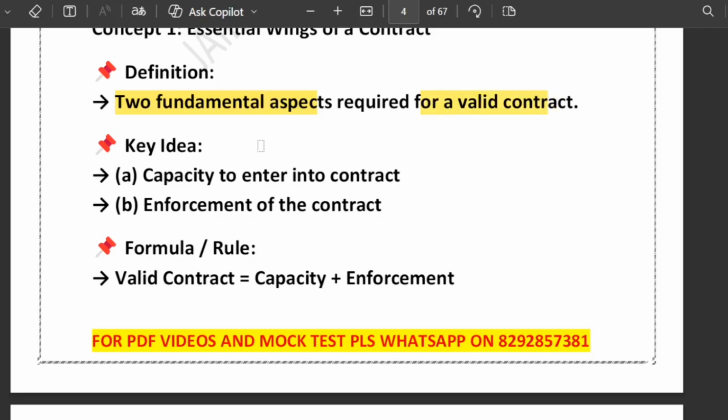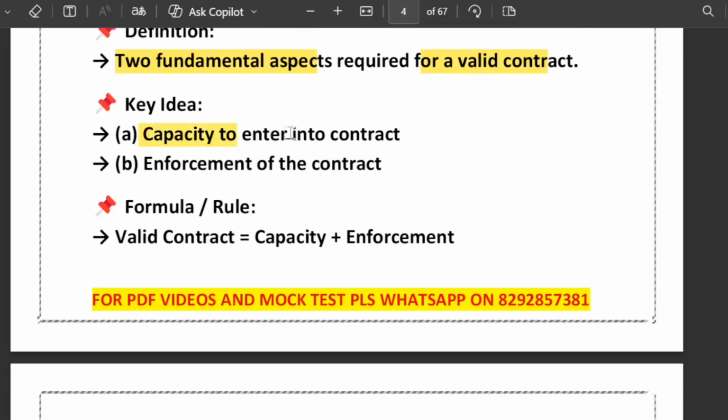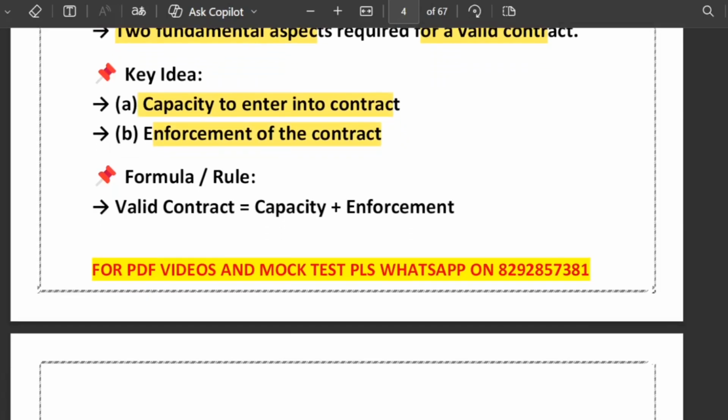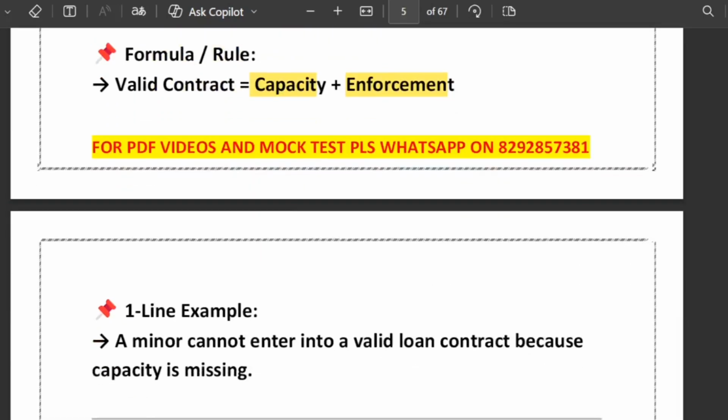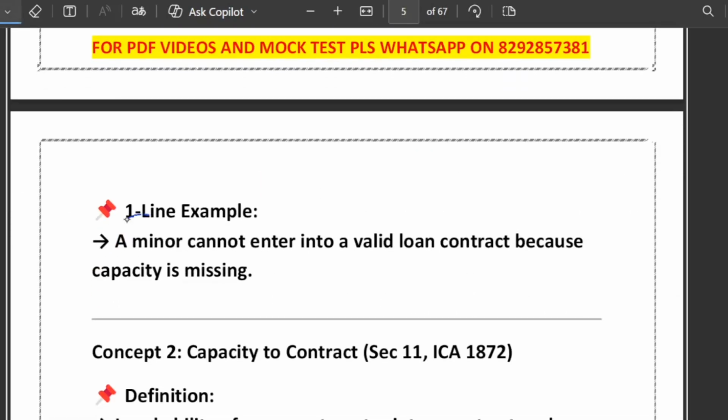The key idea is that first of all you should have capacity to enter into the contract. Second thing is the enforcement of the contract. The formula is very simple. Valid contract is equal to capacity plus enforcement. Let me give you one example. Take the case of a minor. A minor cannot enter into a valid contract. Why? The question may be asked why.